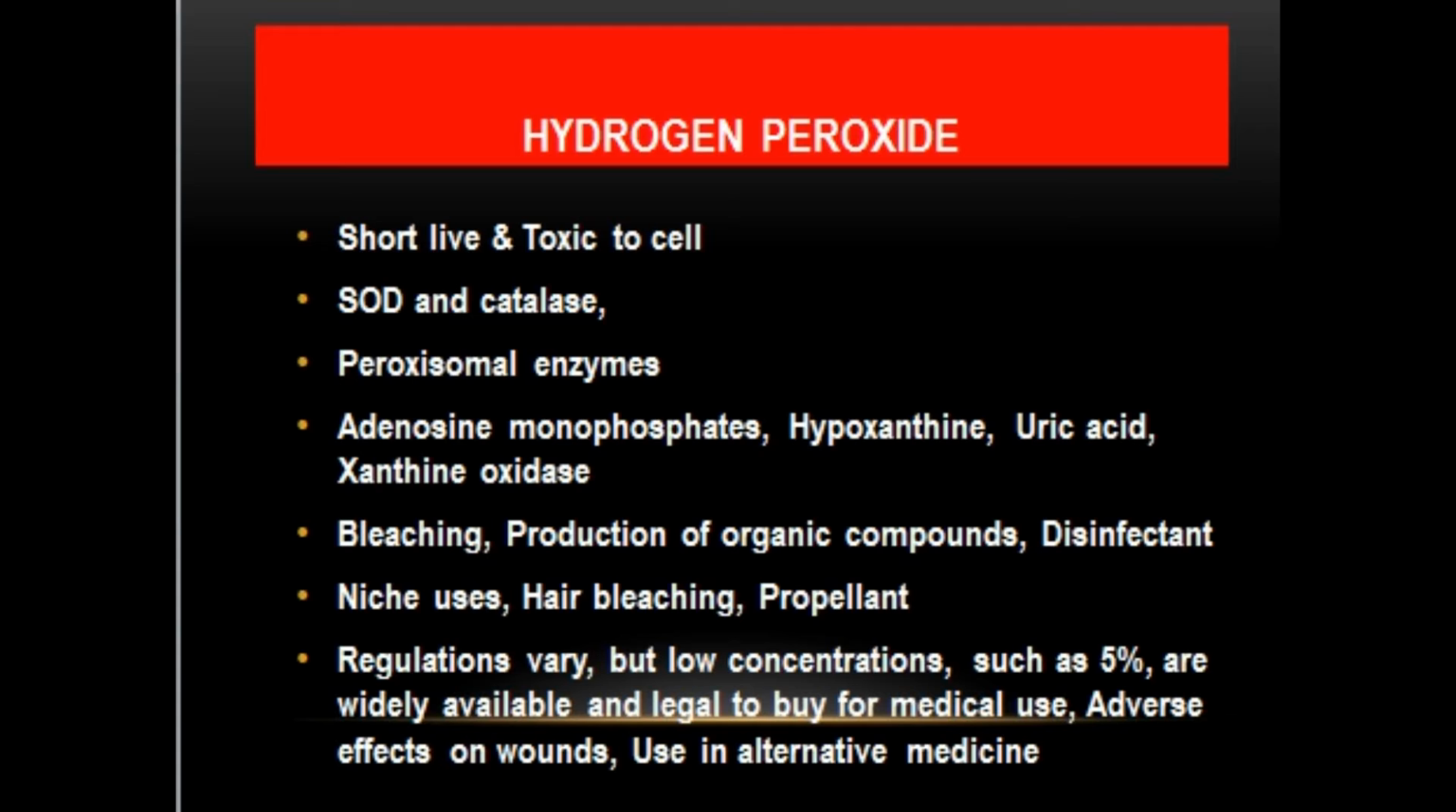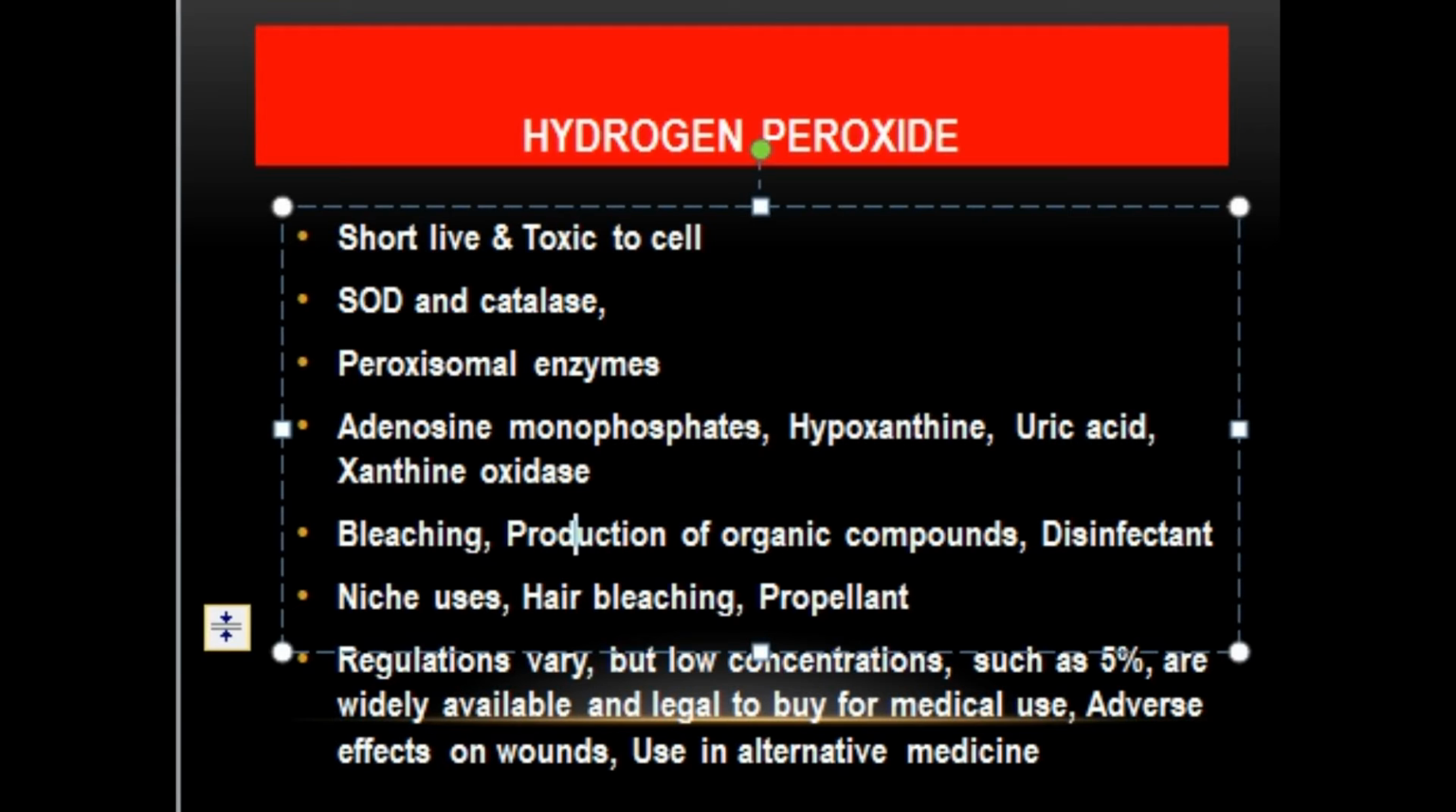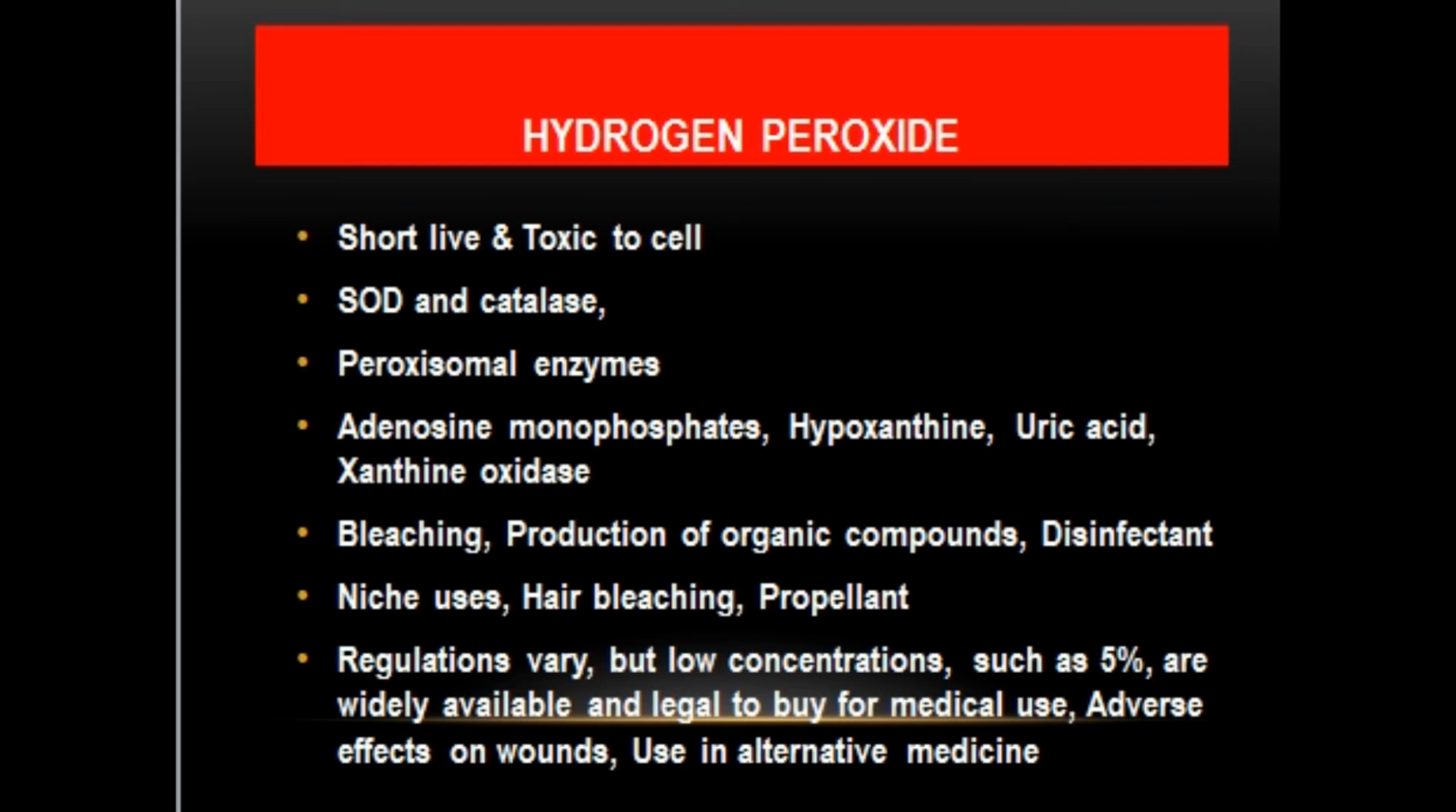So there are certain uses of hydrogen peroxide, basically used for commercial purposes, like a bleaching agent, cleaning, disinfectant, cleaning of household items, propellant. But the concentration should be low, up to 5% is permissible, and in the body it is very toxic, and it is also toxic to wounds, etc.